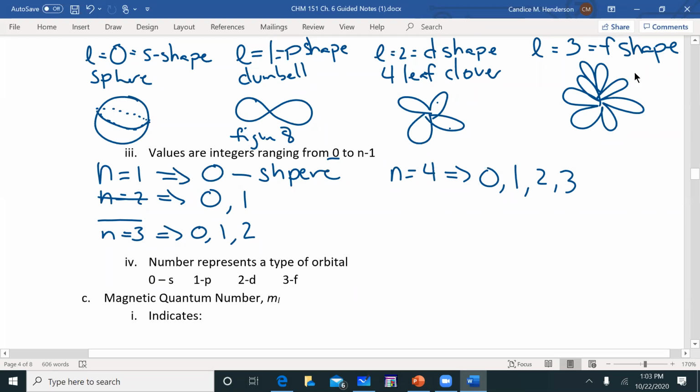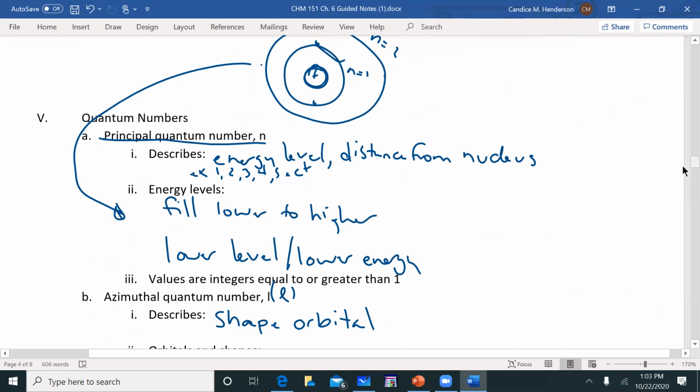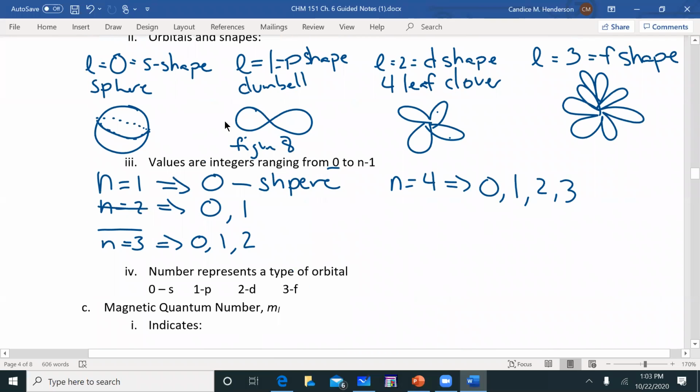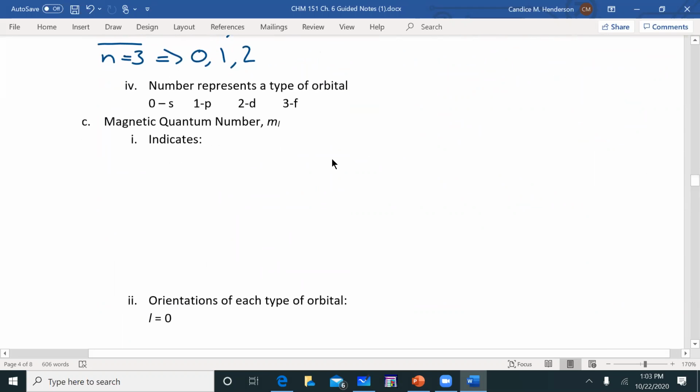So when you're naming the orbital that you're in, the first number that you're going to give it is going to be the floor that they're on, 1, 2, 3, 4. The second number is going to just tell you the shape. Are you in a sphere? Are you in a dumbbell? Are you in a 4-leaf? Or are you in an 8-lobe? There is one more number, which is the magnetic quantum number, denoted by an M with a little subscript L.